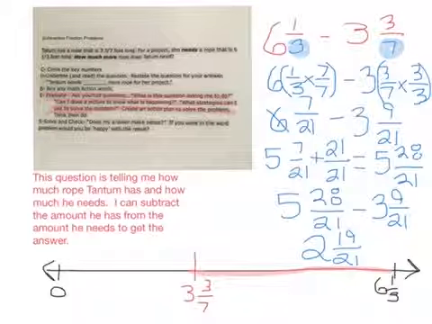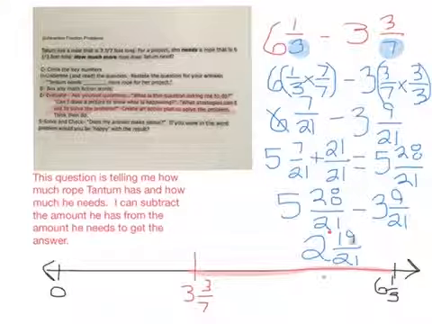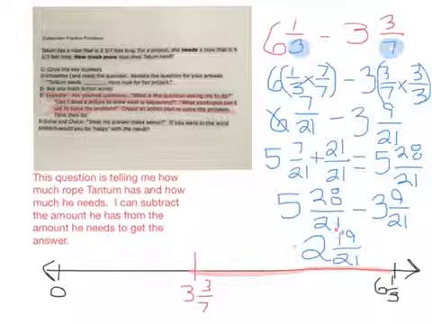Now I'm going to solve and I'm going to check. Does my answer make sense? If I were in the word problem, would I be happy with the result? Well, yeah, that makes sense. 2 and 19/21. If I subtract 5 minus 3, I'm going to get 2. So this kind of makes sense.